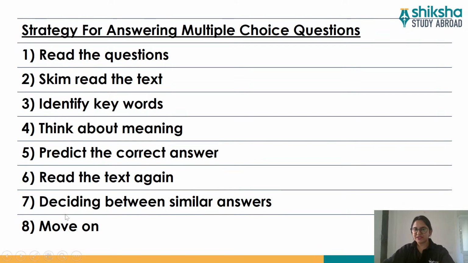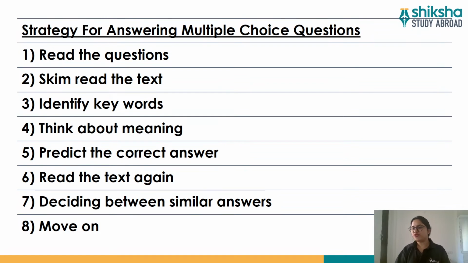Okay. Seventh is deciding between similar answers. So in case you're confused between one or two answers which look similar or same, then you can always decide between the similar answers or the similarity between two phrases or sentences. That is very crucial.